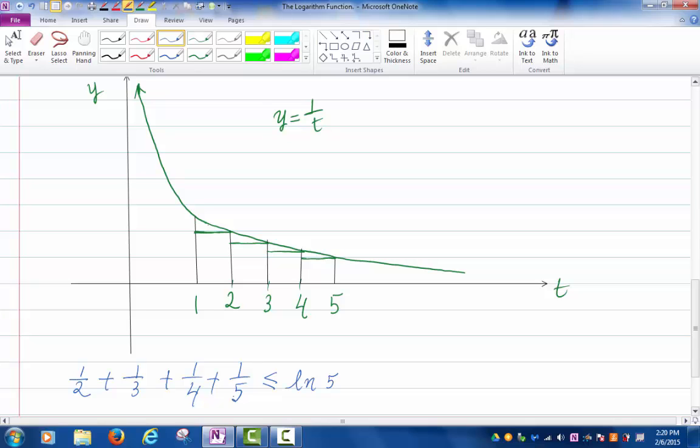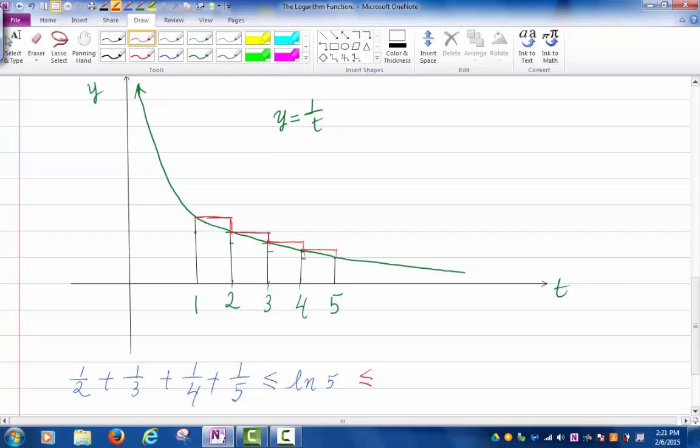Now I am going to estimate these segments in a different way. I'm not going to estimate them in this way. I am going to estimate them by doing this. So I'm going to take this height and this. Okay, so now I am going to end up with an upper bound.